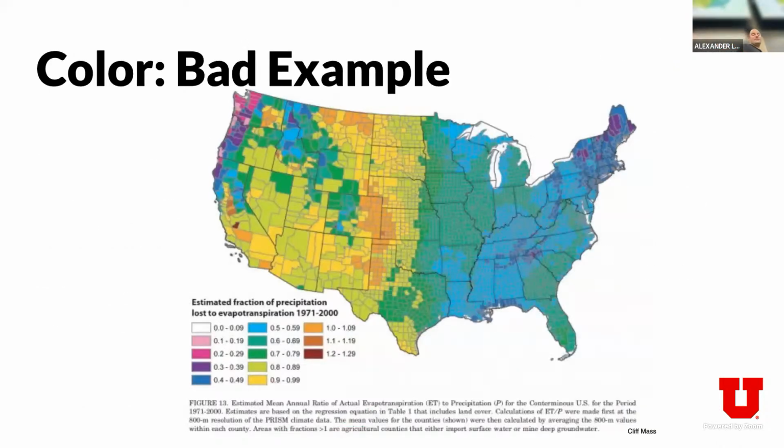Here's a kind of tricky example. You see a lot of these in weather applications. This is the estimated fraction of precipitation lost to evapotranspiration. So basically, how much of your water is being lost to hot weather and the water being evaporated.